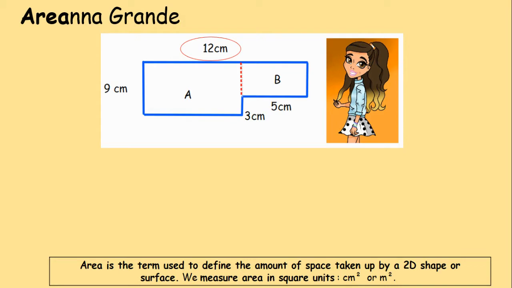I'm going to start off with shape A. I need to find the length of the arrow in order to be able to work out the area of shape A. I can see that the line 12 centimeters and the line 5 centimeters are parallel to each other. Therefore, I am going to subtract 5 centimeters from 12 centimeters to work out the length of the arrow. My answer will be 7 centimeters.